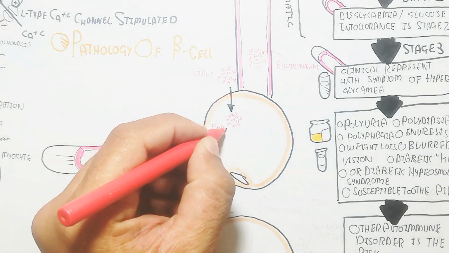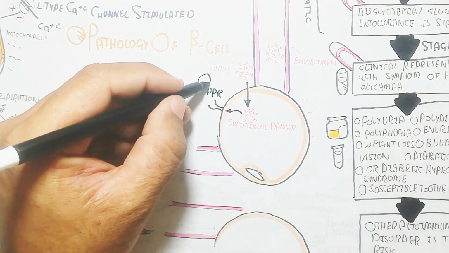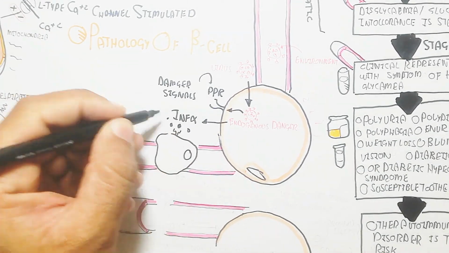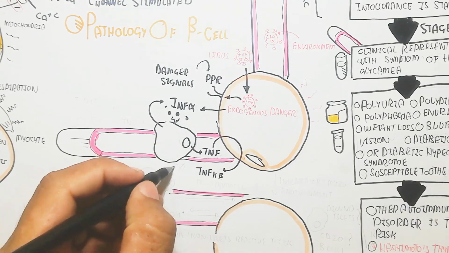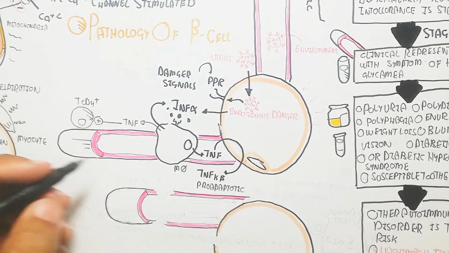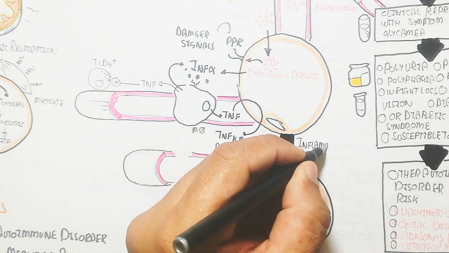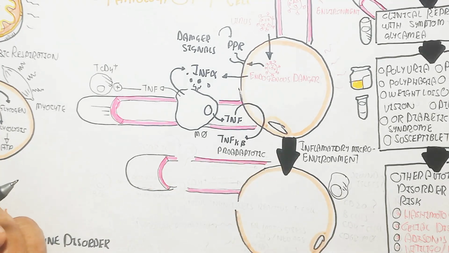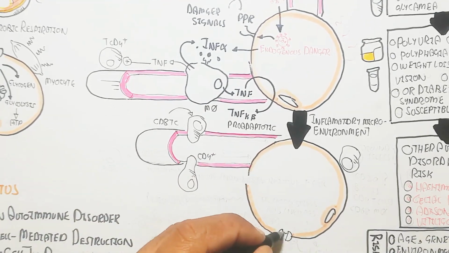The endogenous danger is released due to the release of interferon alpha. Interferon alpha binds with the macrophage, acting as a chemotactic signal for the macrophage, and interferon gamma binds with the interferon receptor on the beta cell, leading to production of nuclear factor kappa B and pro-apoptotic signaling. Tumor necrosis factor is also produced, which recruits the T helper CD4 cell, and an inflammatory microenvironment is created. CD8 T cells and CD4 cells are recruited.